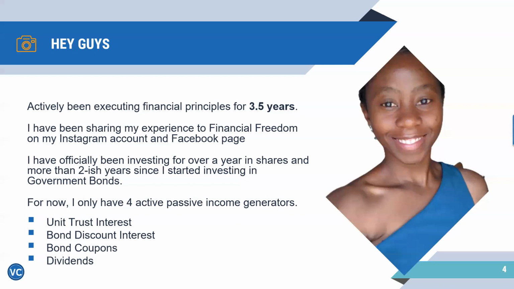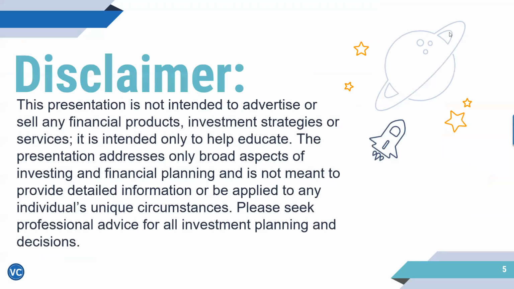For me specifically, I've been investing for over 4 years now. I need to update this. Currently, I have 4 active passive income generators. I love passive income generators because I have Korean dramas to watch. I usually get income through unit trust interest, bond discount interest, bond coupons, and dividends. These are the current income sources that I have.